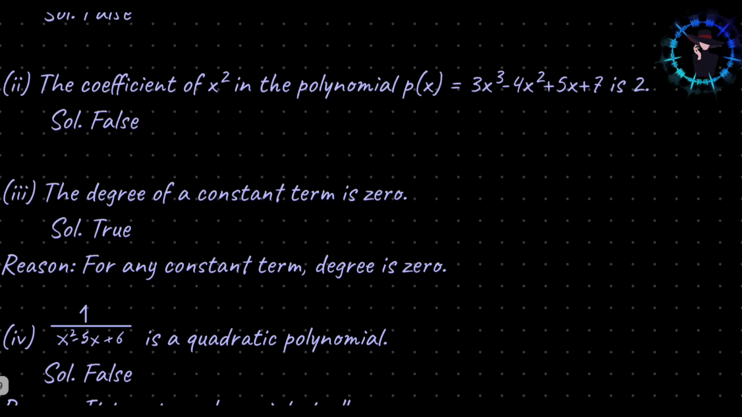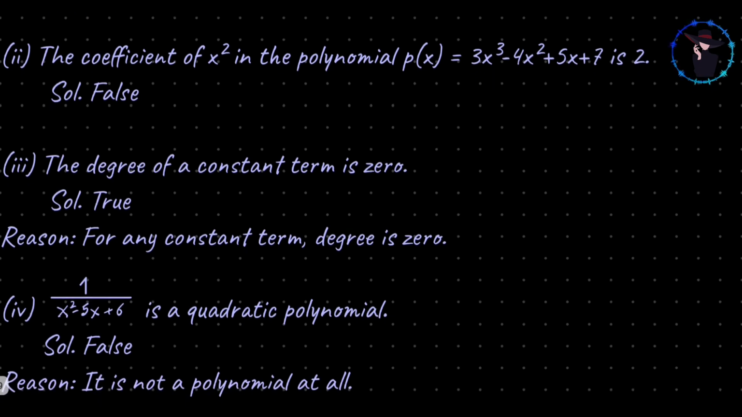Now, 1 by x square minus 5x plus 6 is a quadratic polynomial. False, because again the variable should not be in the denominator, so it is not a polynomial itself. It cannot be quadratic or anything. The reason: it is not a polynomial at all, because the variable is in the denominator. It should be in the numerator.